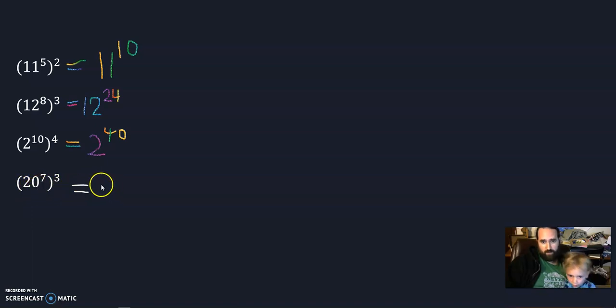So, last problem. We're going to have our base of 20 stay our base. That doesn't look like a good squiggly line. Yeah, that's a good squiggly line, but it's not a good 2. Boop, that's a better 2. And then a 0. So now we have our 20. Our exponents of 7 and 3 multiply to give us our new exponent of 21.